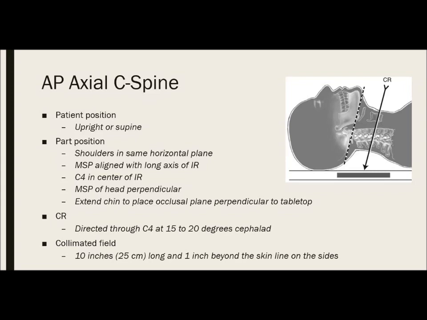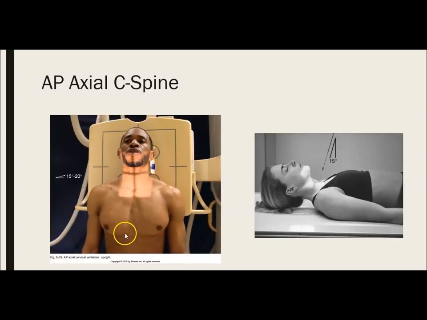Okay, and then our collimated field for this one is going to be 10 inches long and then 1 inch beyond the skin line on the side. So just kind of like your extremities. So this is our upright here, and then if you would do them supine, you could do it this way. So either way is fine.